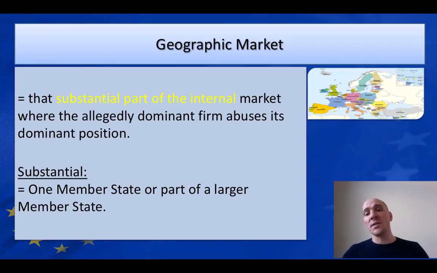The geographic market is basically nowadays, most of the time, the entire European Union. Why is that? Because the rules within the EU are largely the same. And that's the whole idea, of course, of the internal market. That the legal systems have been changed to an extent that the market conditions in the whole geographic area of the European Union are the same, or at least highly similar.